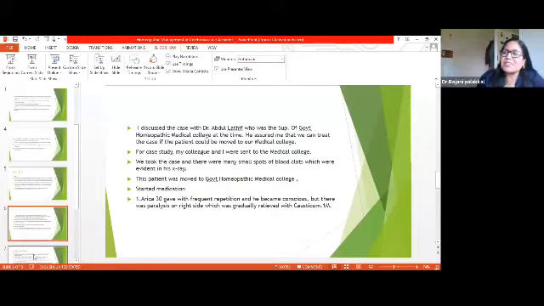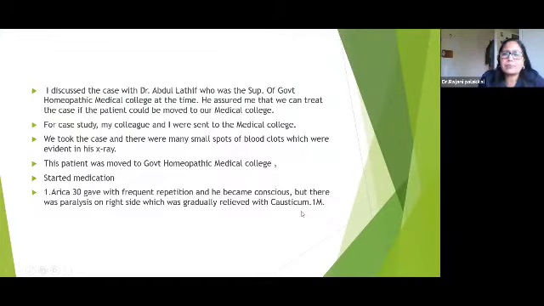It was a very happy moment because it was group work with us. But there was a paralysis on the right side, and there were some behavioral changes also for this patient after taking medication when he became conscious. Then that paralysis and all reduced with Causticum 1, which was the medicine given after that.